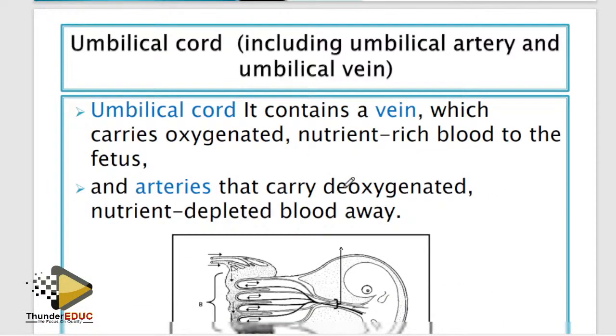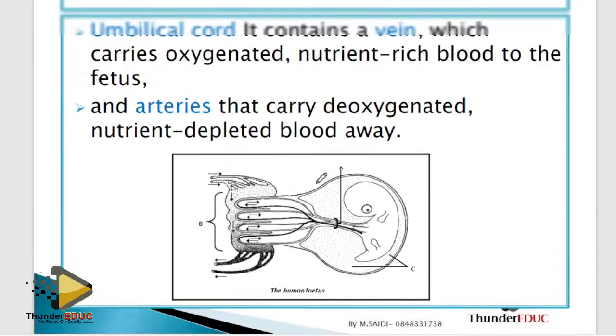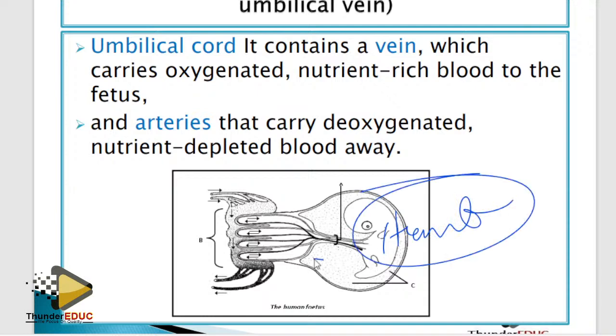Umbilical cord. They brought this and then students fail. Please, an artery takes blood away from the heart, while a vein brings blood to the heart. So this is the heart of the baby. So we are referring to the heart of the baby. So the blood vessel which brings blood to the heart is a vein.